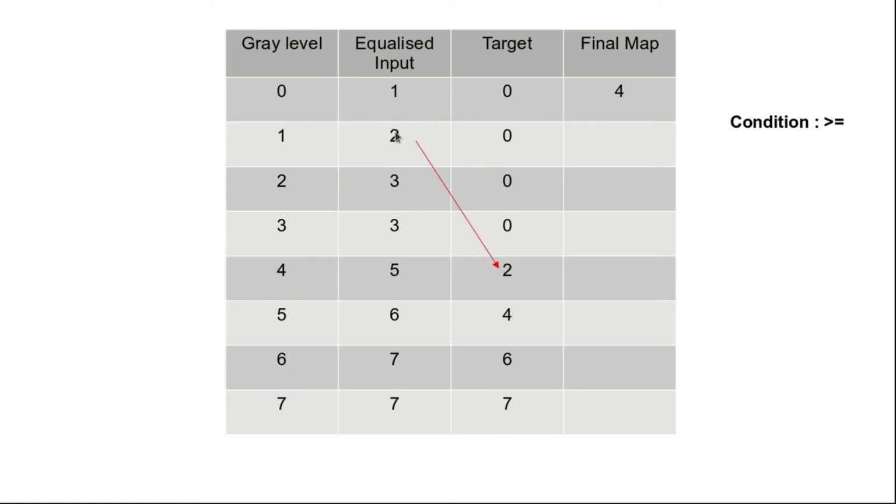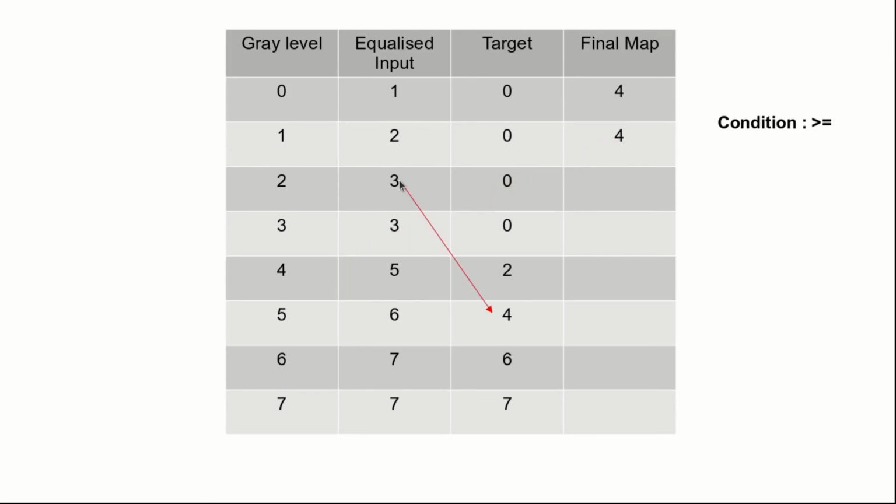Next, look at the second equalized input, that is 2. Again the same, you'll have to look for the condition. The condition is greater than or equal to. So 2 is equal to 2, right? Yes, this condition passes there. So you can just take this and look at the gray level. The gray level is 4. So take this 4 to the gray level 1.